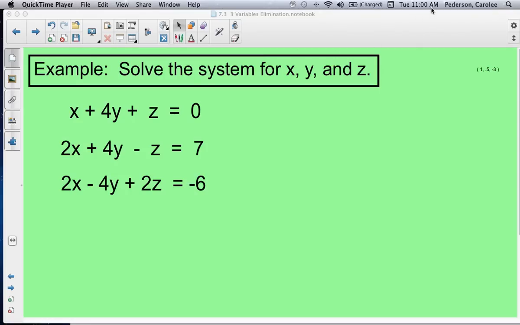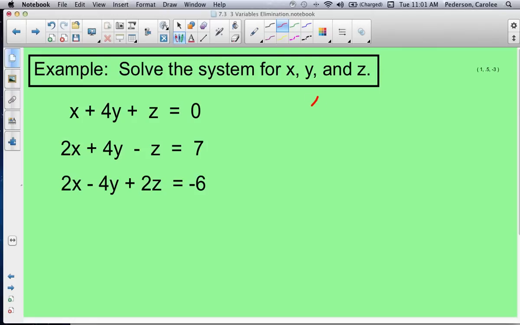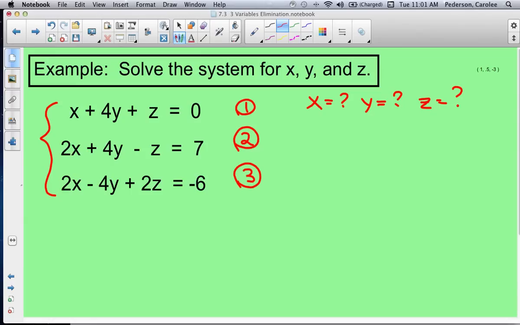Here's an example of a system with three unknowns. We need to find out what is the value of x, the value of y, and the value of z. And here is our system of three equations, equation 1, equation 2, and equation 3. And we're going to use the elimination method.